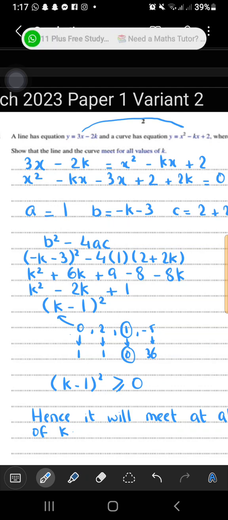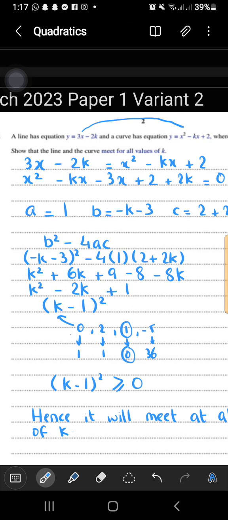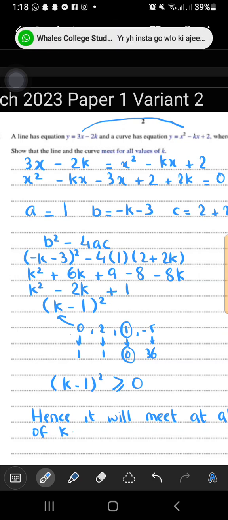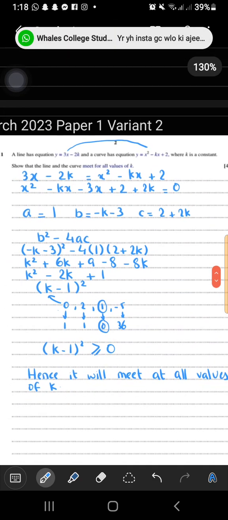If we substitute the same number here, like here is negative 1 in k minus 1, so we can substitute positive 1 here, so it will become 0 and 0 whole square will be 0. So we can get 0 here, so it is greater than or equal to 0. Hence it will meet at all values of k.